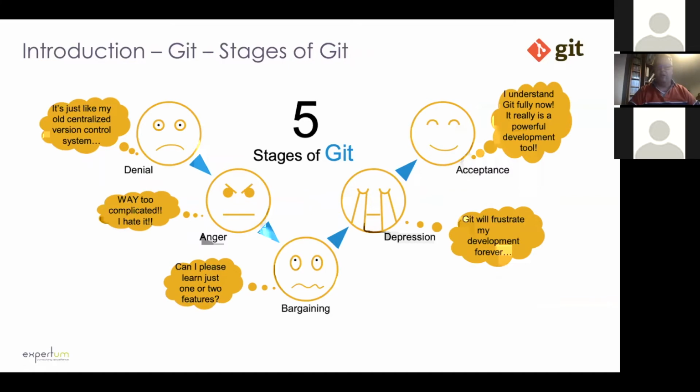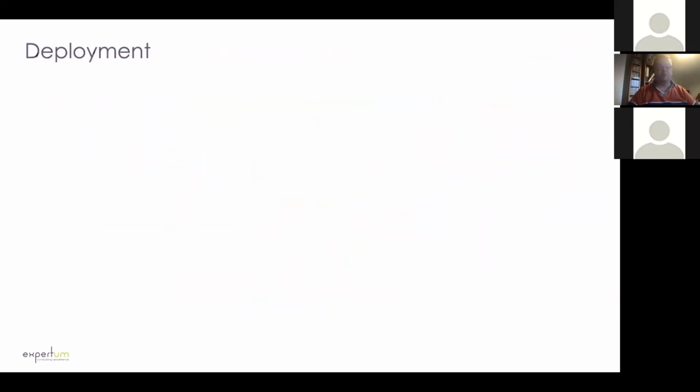If you think Git is complicated, you are not the only one. I found this slide in the training course, and it goes from denial through anger because it's so complicated. Can I only use a couple of functions, to totally depression? And then finally, when you get it, it is really a powerful development tool. So this is something you need to, within your organization, train your people for, because it is much more powerful than what we have now in HANA 1, but also much more complex.